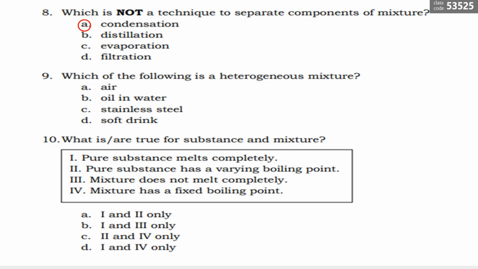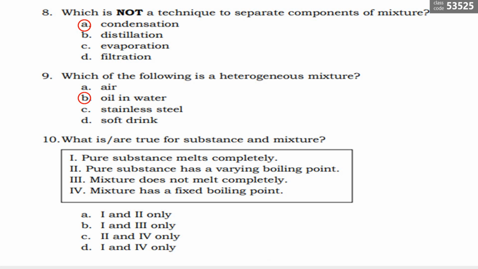Number 9. Which of the following is a heterogeneous mixture? A, air. B, oil and water. C, stainless steel. And D, soft drinks. Go. Okay, time is up. What do you think is the answer? It is letter B, oil and water.